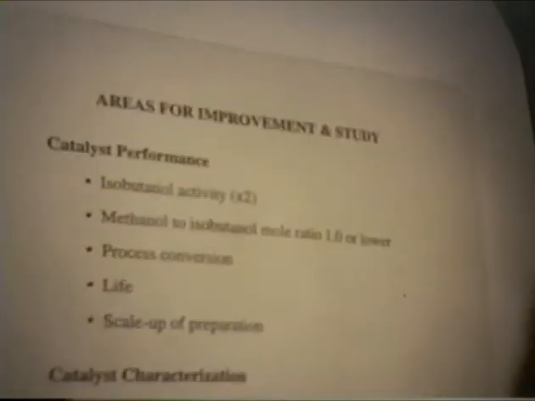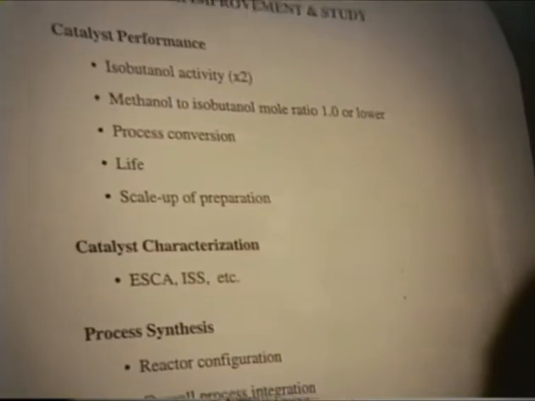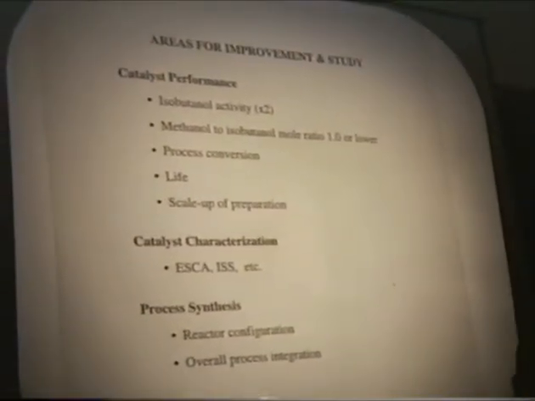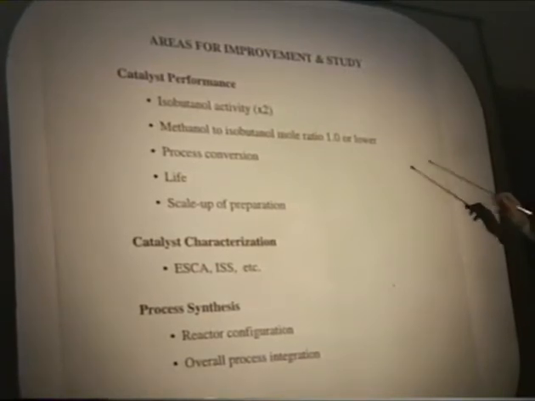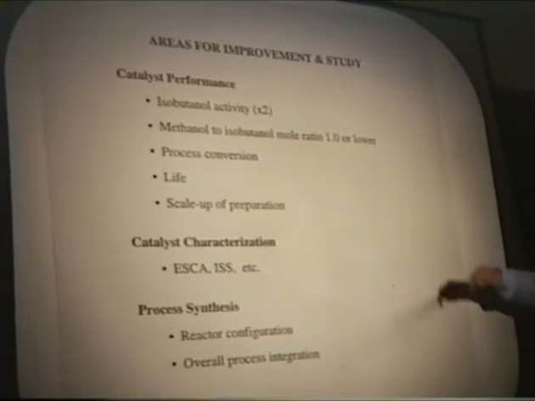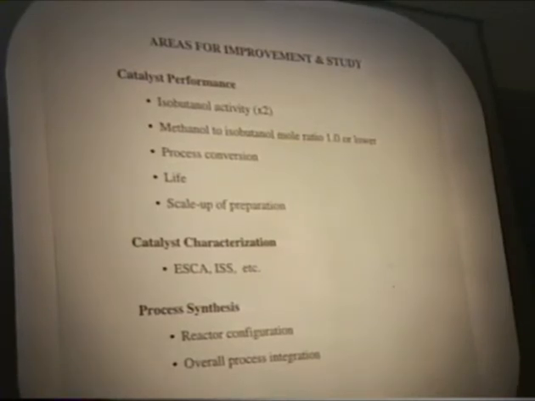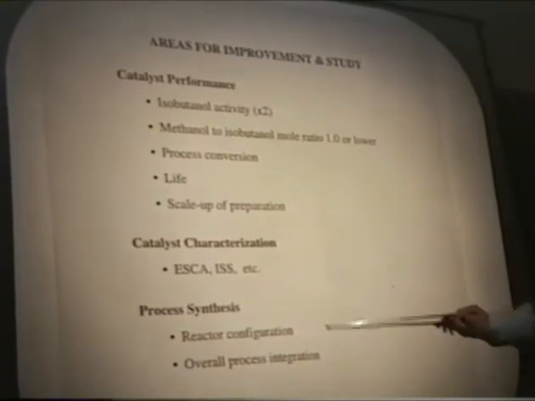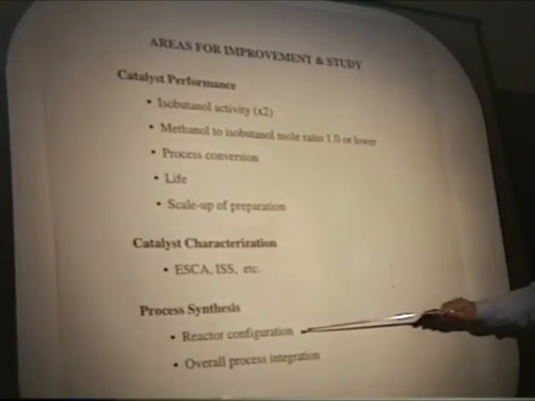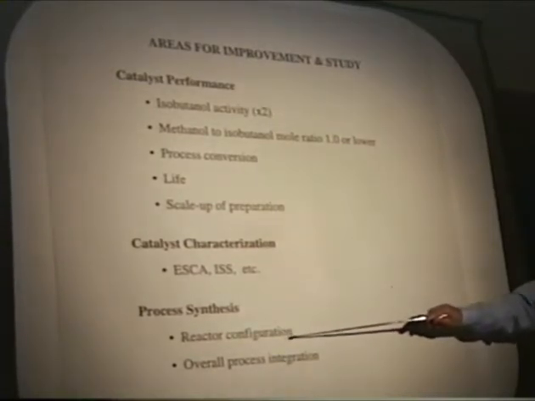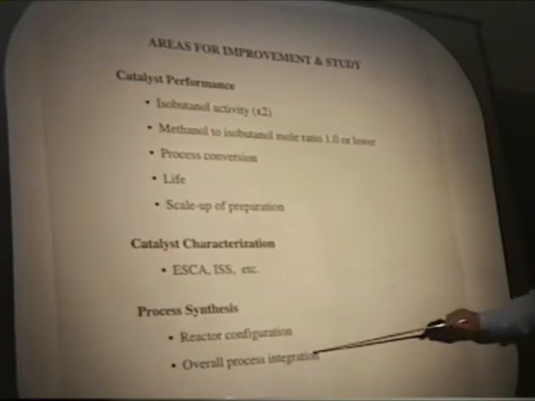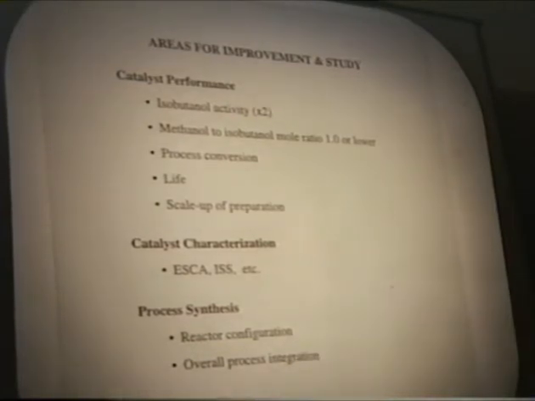What do we need to do here? Well, as good as our isobutanol activity is, it's still not good enough. We need to get up by a factor of 2. We still need to get the methanol to isobutanol mole ratio down to 1. Process conversion is now about 28%. We'd like to get it higher than that. Catalyst life is still an issue on the scale of the preparation. We're still doing a lot of catalyst characterization, trying to figure out just exactly what the important components of the catalyst are in terms of structure-property correlations. And we've got to figure out how we're going to run this catalyst. What reactor configuration are we going to run it in? 440 degrees is rather high for a fixed bed process. And there's the overall process integration of the separations train and how we're going to use this.